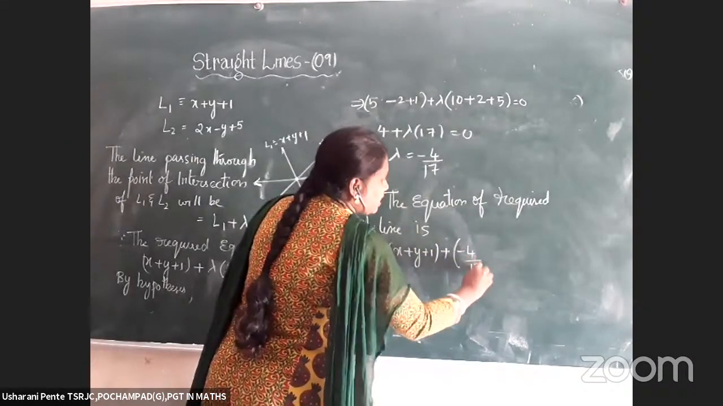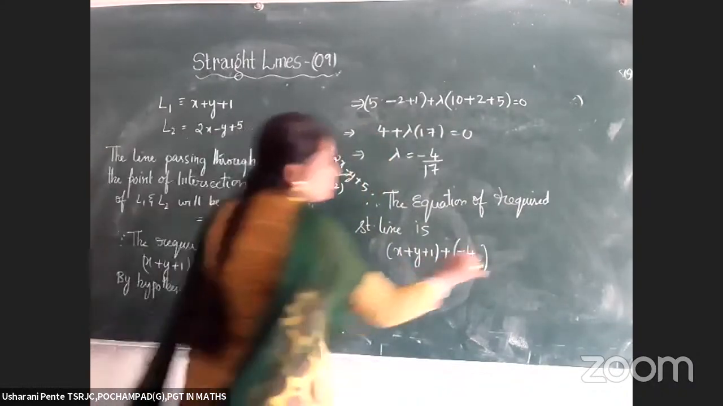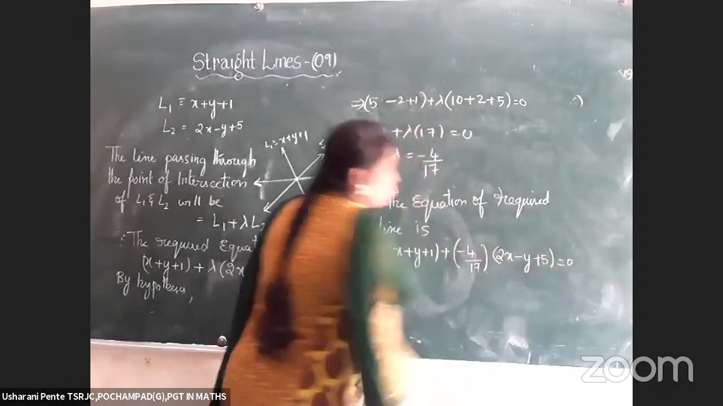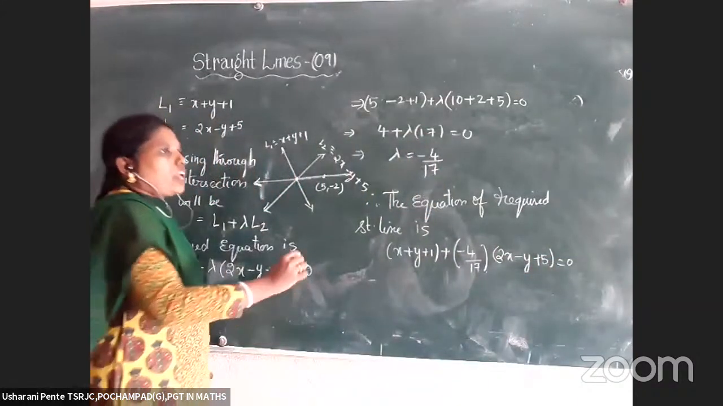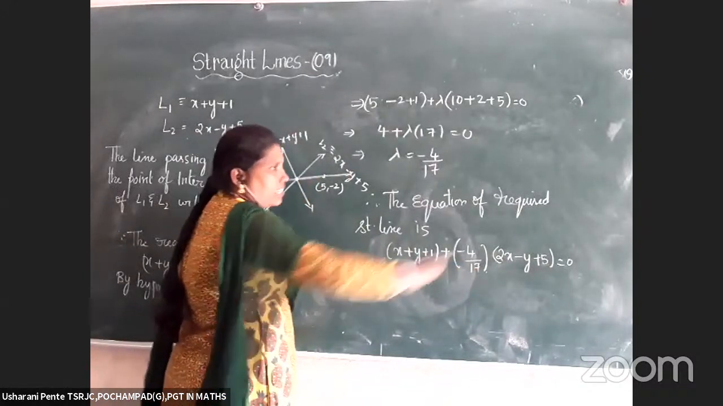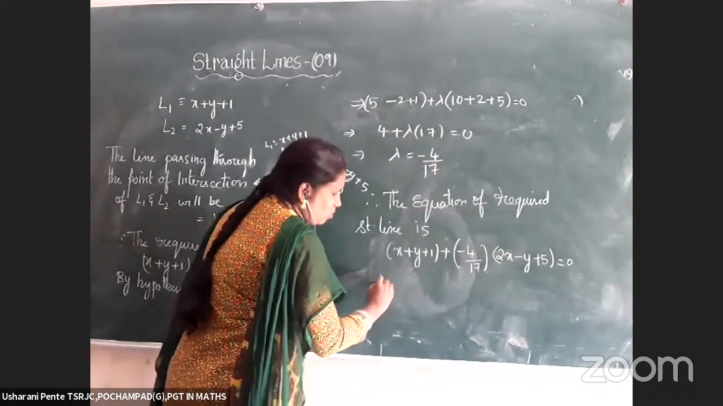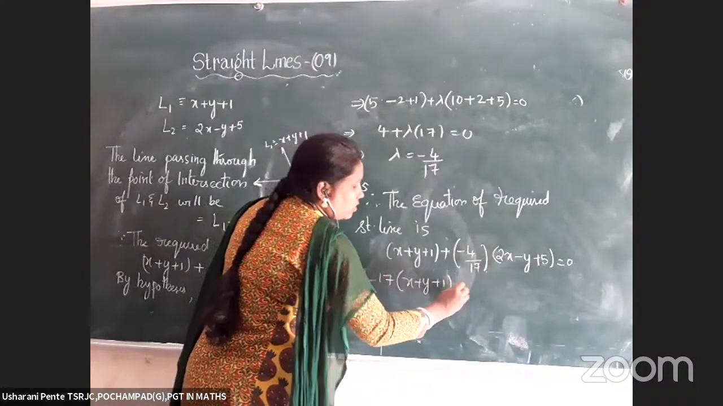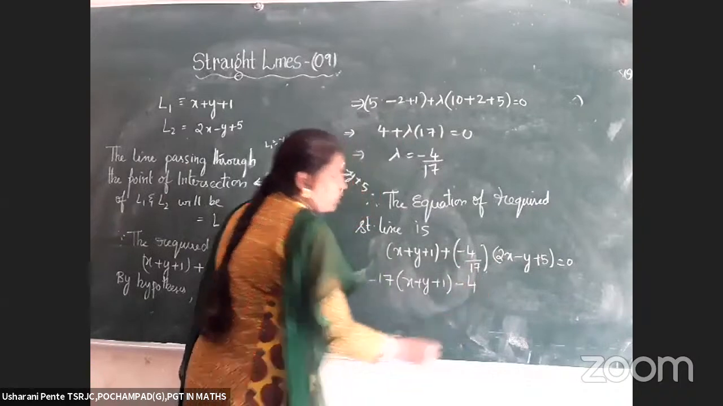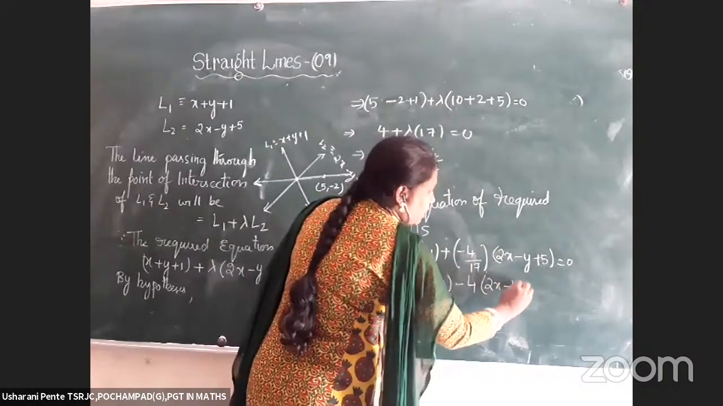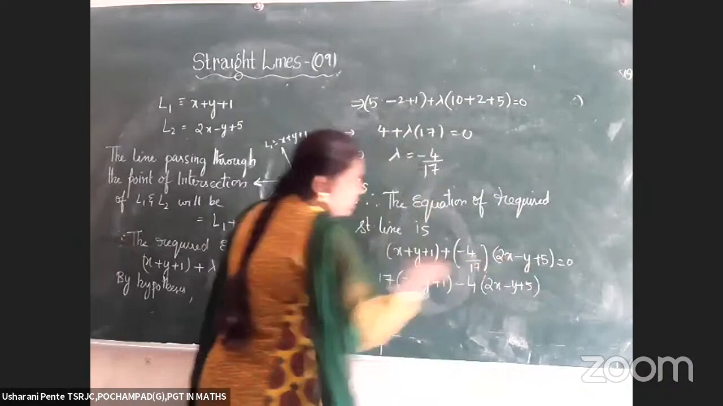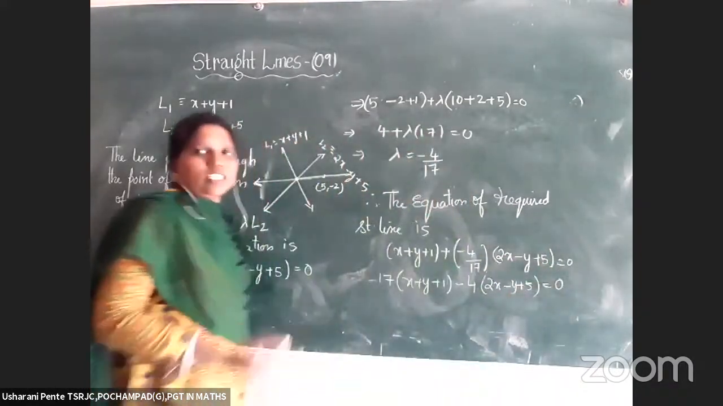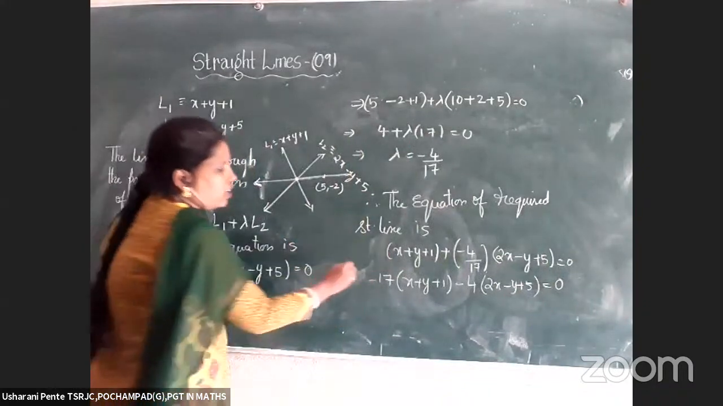Minus 4 by 17 into 2x minus y plus 5 is equal to 0. Now I am taking the LCM of the denominators, that is 17, into x plus y plus 1 minus 4 of 2x minus y plus 5. 17 will be in the denominator, but if it goes to the other side, it will become 0 into 17, which is 0. Hence, I am writing 0 there.